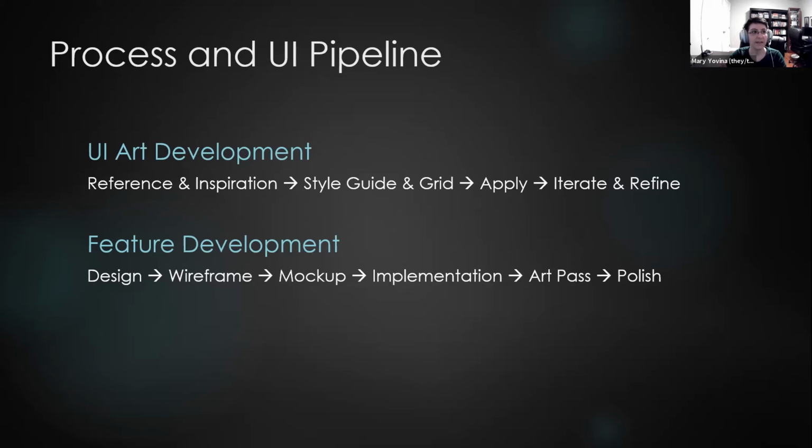Then taking that when it's approved and going to a mock-up phase, where then the style and the visuals come into play. Sometimes simultaneously, sometimes after the implementation process begins. That's the process of getting it into the engine. And then there's an art pass, so the functional version of the screen will then get stylized. Then it will go through a polish phase, and then you'll ship.